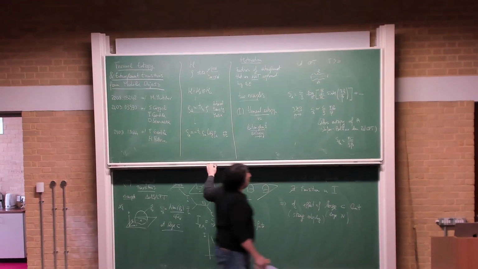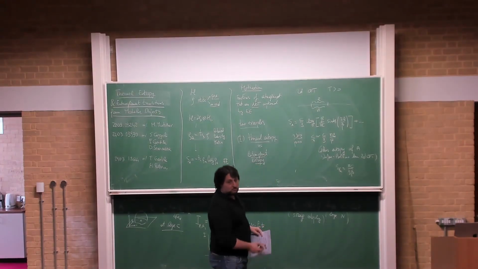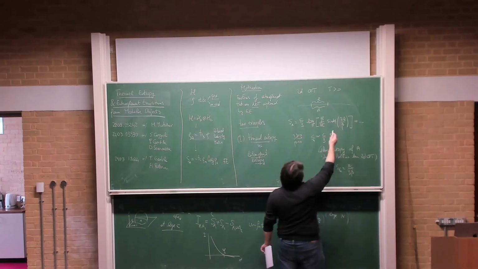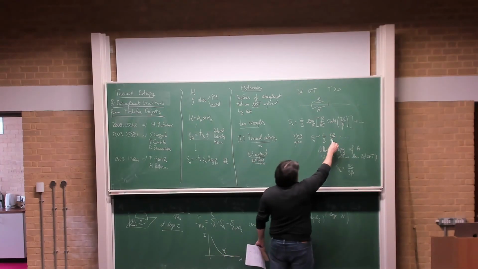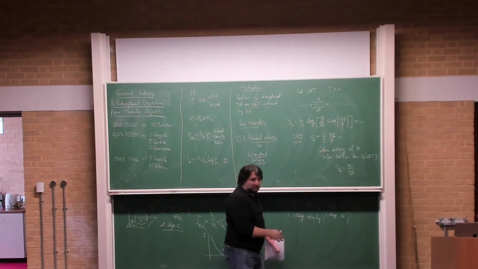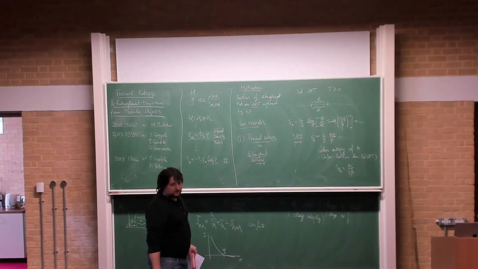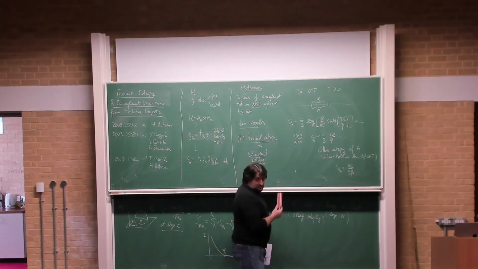Yes, this formula. You're right. Here you have to assume that the order of the scale of epsilon is such that this is the leading piece. If the volume is finite, in L, you mean? Yes, maybe.